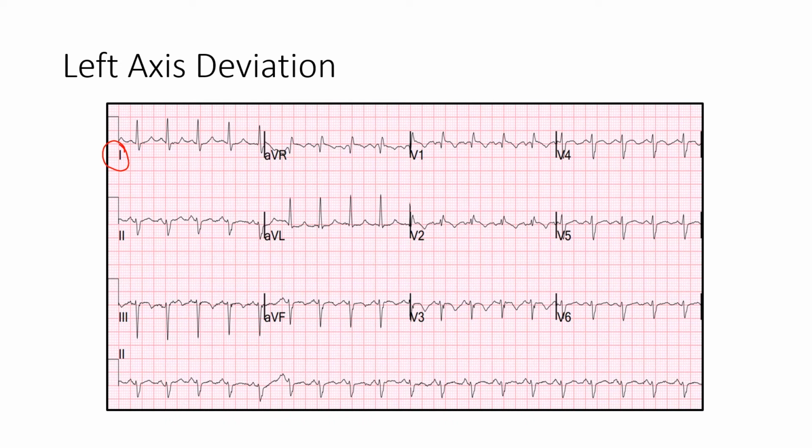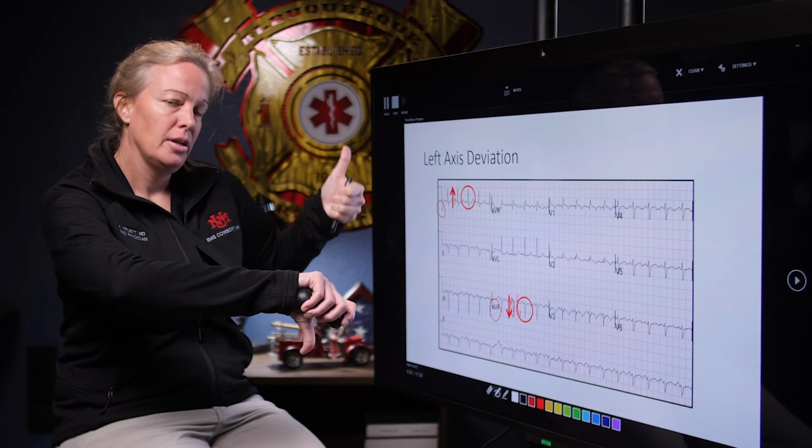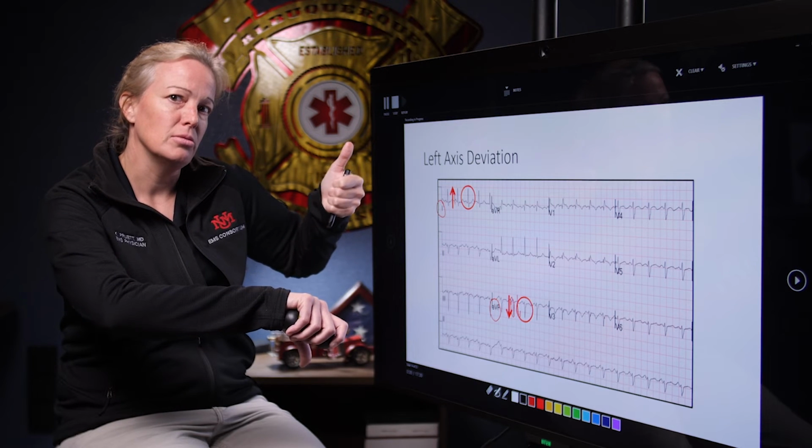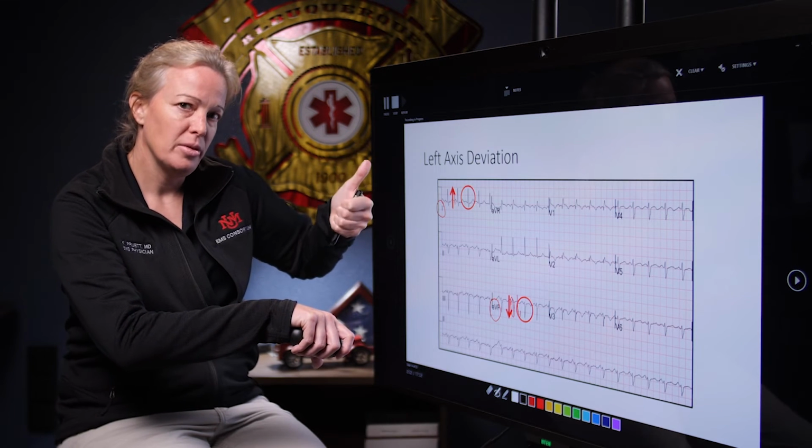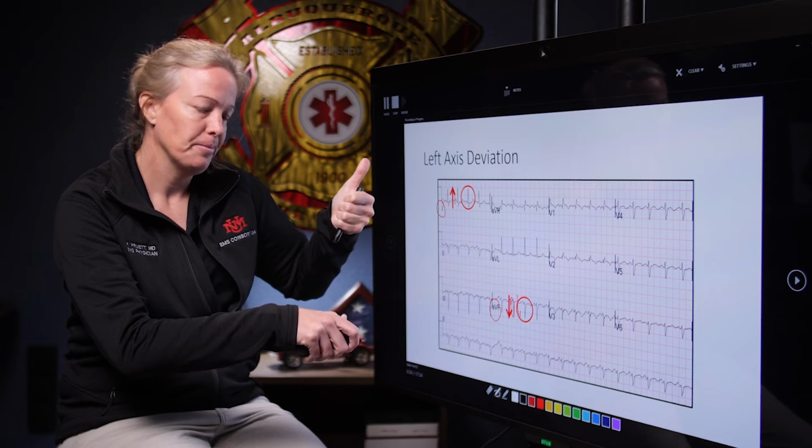So we're looking at lead 1 and lead AVF again. So in lead 1, is it mostly up or down? I would say this is mostly up. So I have a left thumb up. Lead AVF, is this mostly up or mostly down? I would say this is mostly down. So what we have here is left axis deviation. So whichever thumb is up is the way that the axis is going.